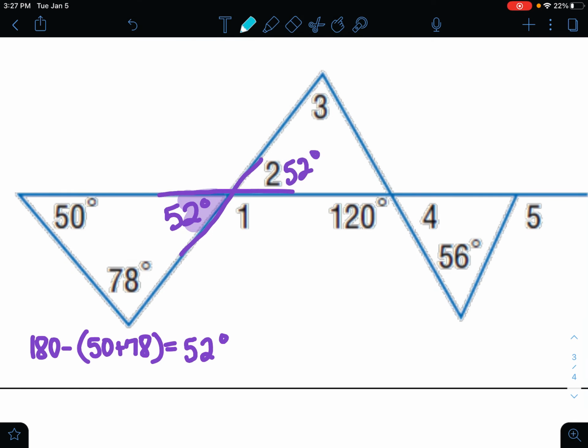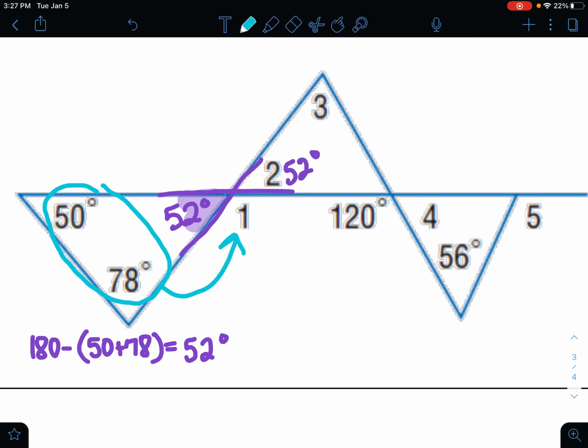is to, I can see that these two make a straight angle, or you could say these two make a straight angle. Either way, subtract that 52 from 180, or we could have done this as well. So that's just another idea.